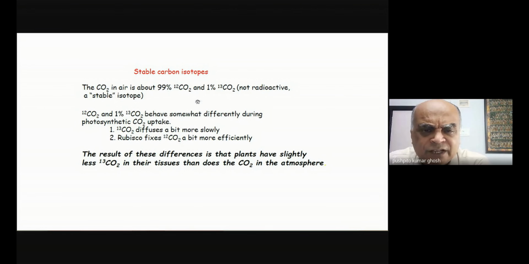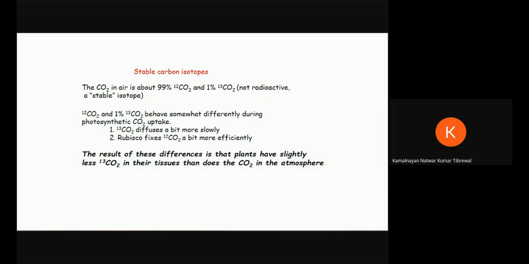But over here, I've just tried to concentrate on the carbon 12 and the carbon 13 because the carbon 13 is not so low. It's 1% by weight in the atmosphere. Now, what is very interesting is that between carbon 12 and carbon 13, which is heavier? 13. 13, sir.